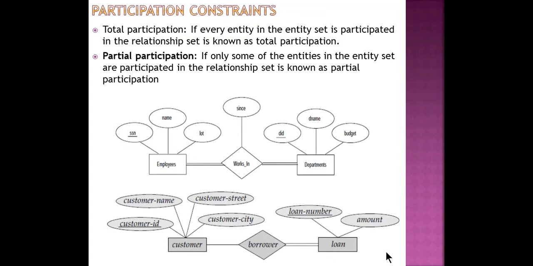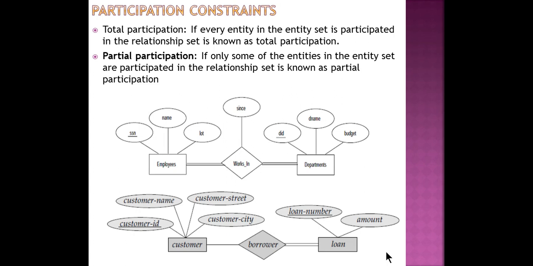We are discussing the constraints of the relationship set. The first one we have discussed was mapping cardinality, and the second one is your participation constraint. Participation constraint is of two types: total participation and partial participation. If every entity in the entity set is participated in the relationship set, that is known as your total participation. If only some of the entities in the entity set are participated in the relationship set, then that is known as your partial participation.